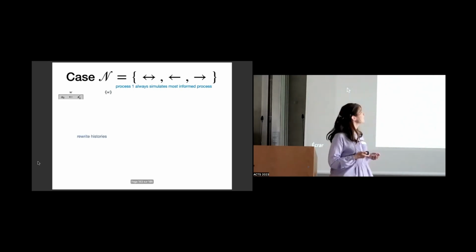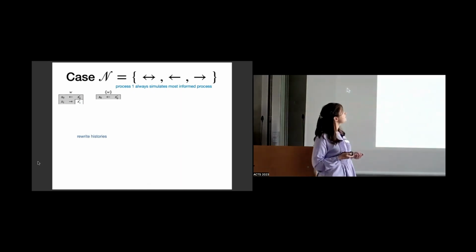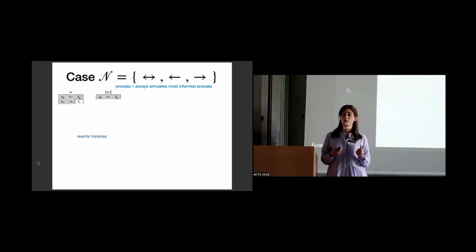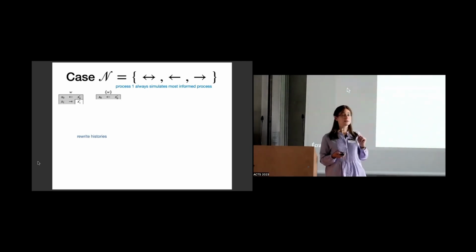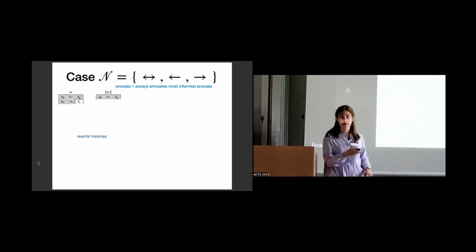So for an execution with an input like this, here process 1 is the most informed. My new input will be the same: process 1 is the most informed. And now with this input, it's process 2 that is the most informed process. And I want process 1 to stay the most informed process. At this moment, they both know this input, x0 and x prime 0, okay?